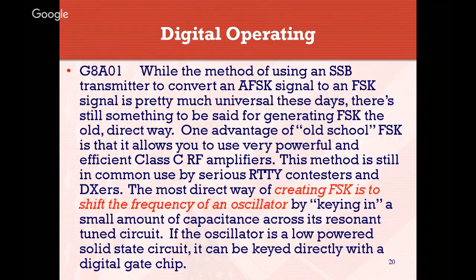So while the method of using a single sideband transmitter to convert an AFSK signal to an FSK signal is pretty much universal, there is something to be said for generating FSK the old direct way. One advantage of old school FSK is that it allows you to use very powerful and efficient Class C RF amplifiers. This method is still in common use by serious RTTY contesters and DXers. The most direct way of creating FSK is to shift the frequency of an oscillator by keying in a small amount of capacitance across its resonant tuned circuit. If the oscillator is a low-powered solid-state circuit, it can be keyed directly with a digital gate chip. So you're doing something totally different than actually using your computer with the audio frequency shift keying method.